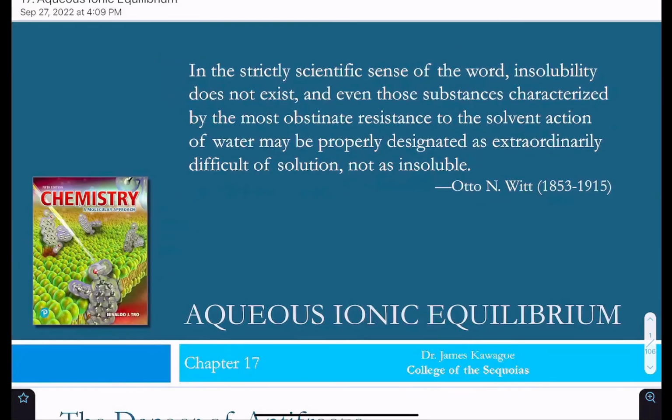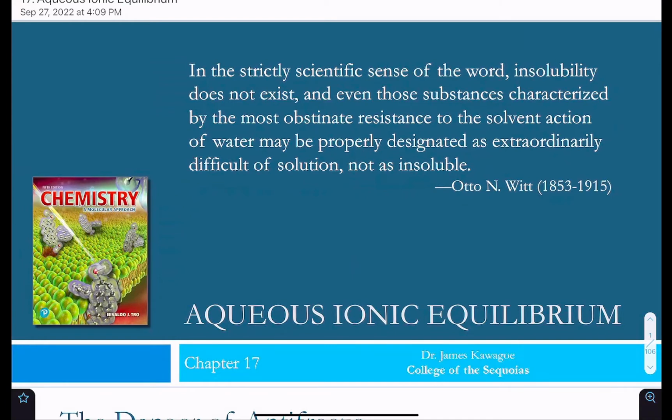So chapter 17 is called Aqueous Ionic Equilibrium. There's another quote here. In the strictly scientific sense of the word, insolubility does not exist. And even though a substance is characterized by the most obstinate resistance to the solvent action of water, it may be properly designated as extraordinarily difficult of solution, not as insoluble. So really, everything dissolves a little bit. Part of why water is known as the universal solvent, because it does just sort of eventually get to everything.